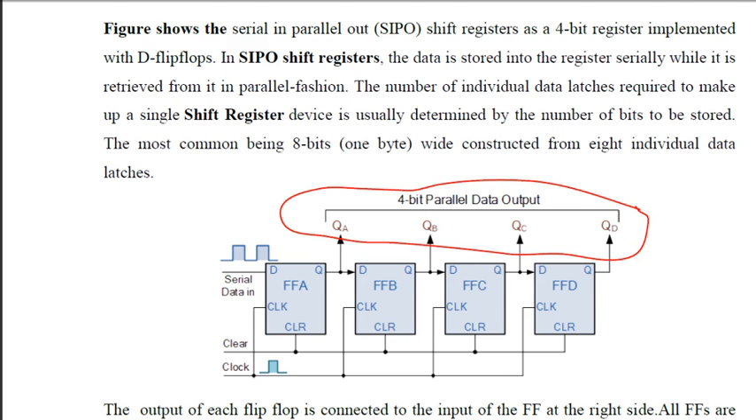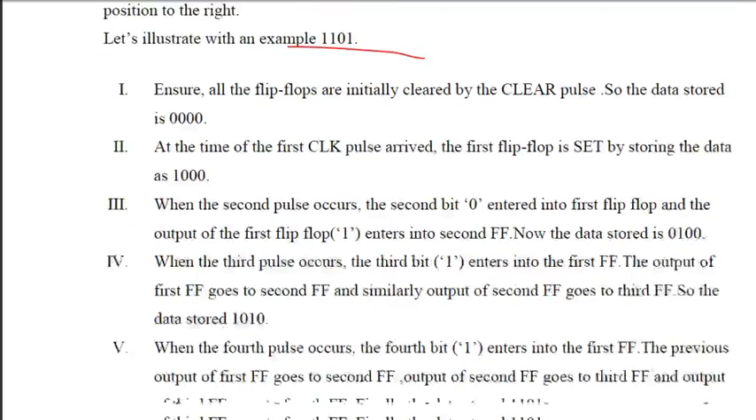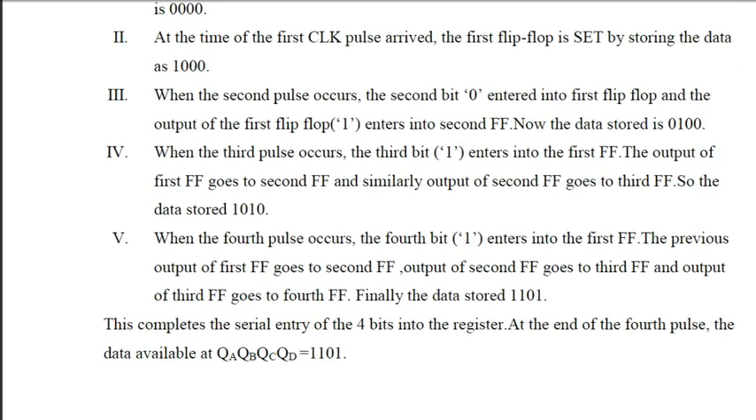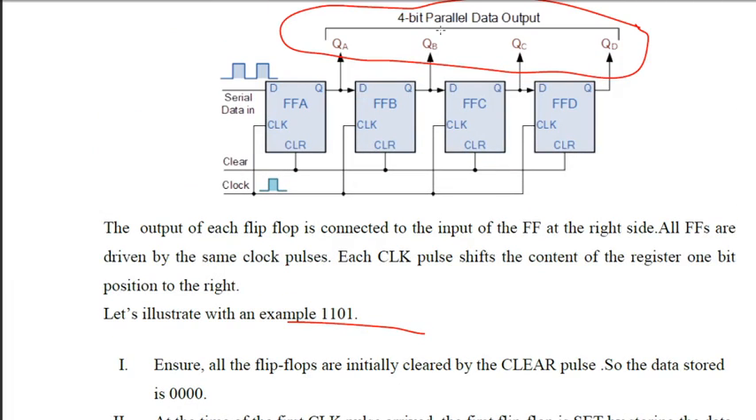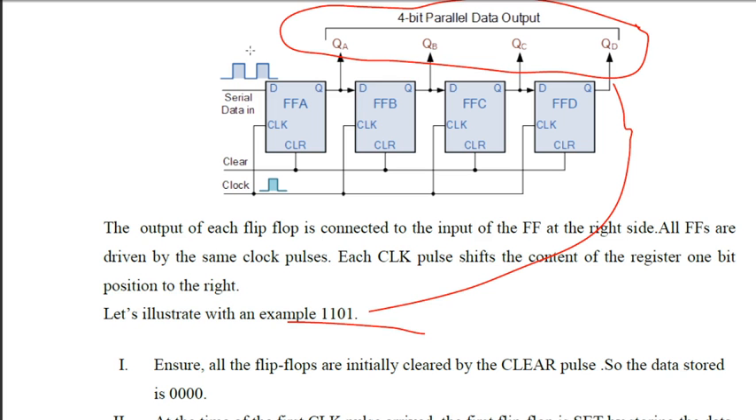The remaining things are the same. Suppose I am inputting the same example, 1101, the process is the same. Each time you shift one number, and finally after the fourth pulse, the outputs QA, QB, QC, QD are exactly your input number. So this is serial in parallel out. The other explanations are exactly the same as the previous one, the only difference is that you are taking the output in parallel from each of the flip flops. So this is how serial in serial out and serial in parallel out circuits work.